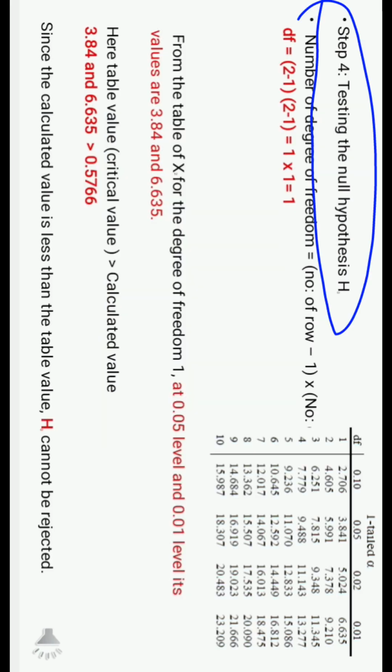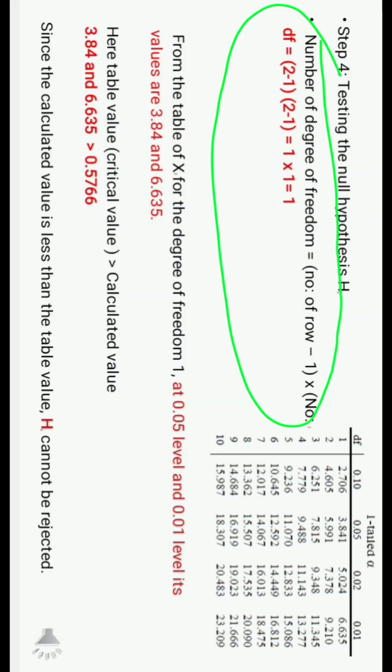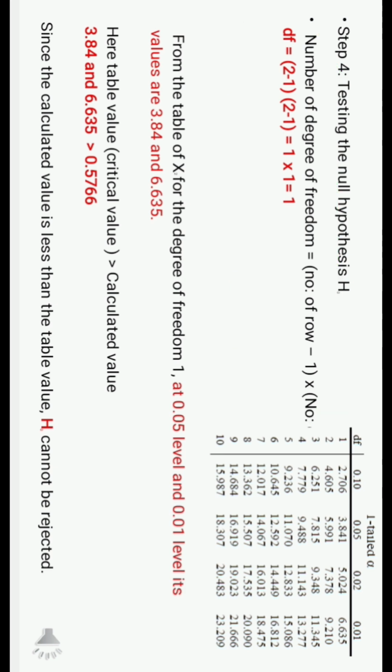The next step is testing the null hypothesis. For that, we have to calculate the degrees of freedom, which is equal to (number of rows minus 1) into (number of columns minus 1). Here rows and columns are 2, therefore df is equal to (2 minus 1) into (2 minus 1), which is equal to 1. This is the table of chi-square value already calculated.